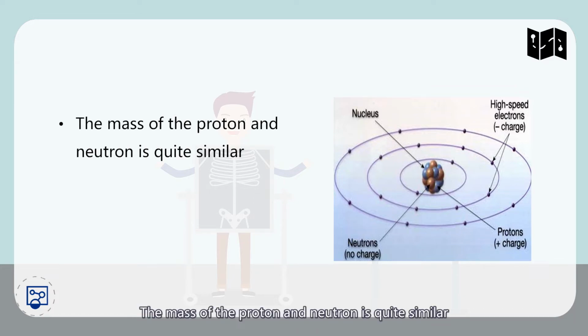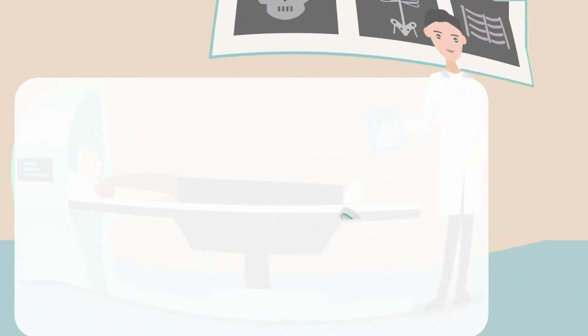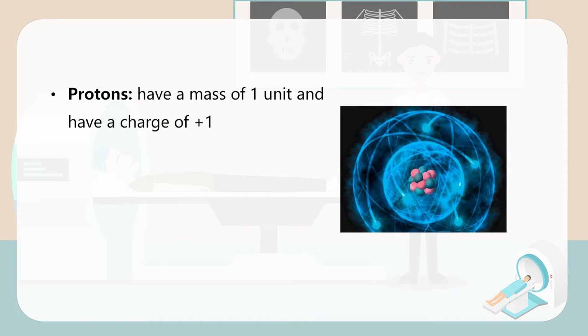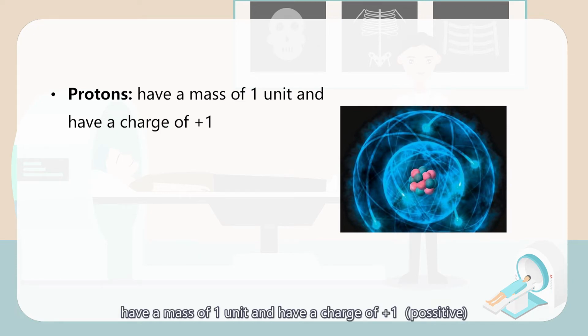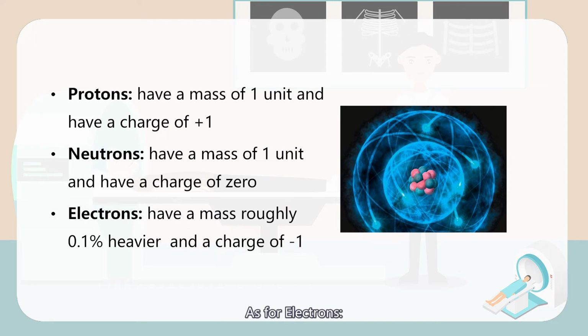The mass of a proton and a neutron is quite similar. Electrons circulate around the nucleus in orbits. As for protons, they have a mass of 1 unit and a charge of +1. Neutrons also have a mass of 1 unit and a charge of 0. Electrons have a mass roughly 0.1% of that and a charge of -1.